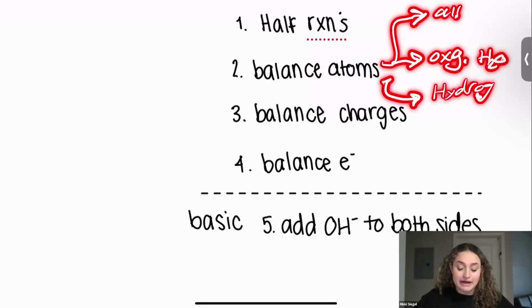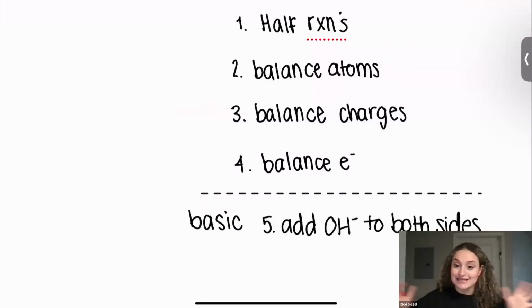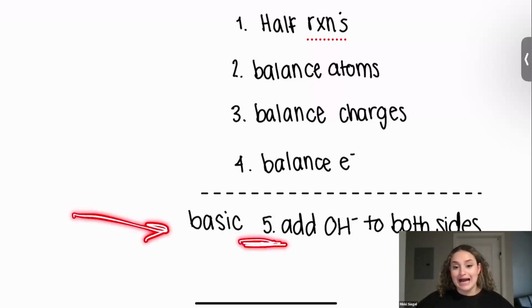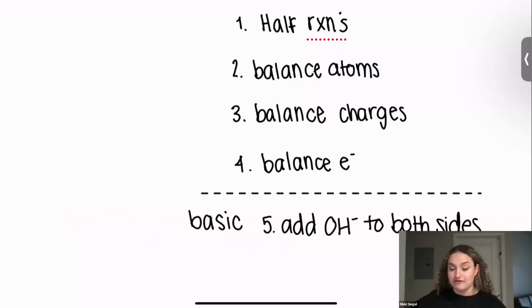Once all of your atoms are balanced, you're going to go ahead and balance your charge. And how do you do that? With electrons. Then you just balance your electrons and cancel everything out. That is how we balance a redox reaction in an acidic solution. The exact same steps for basic, except you just do one extra thing, and it's you add OH minuses to each side to neutralize any H pluses if they are left over.